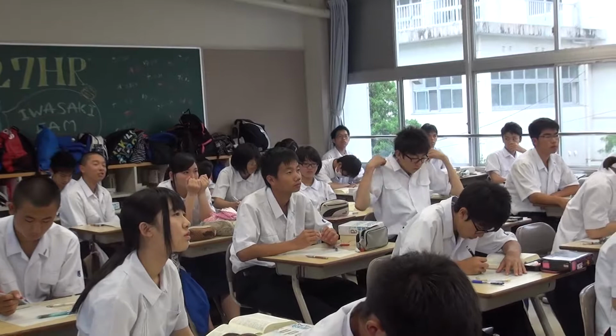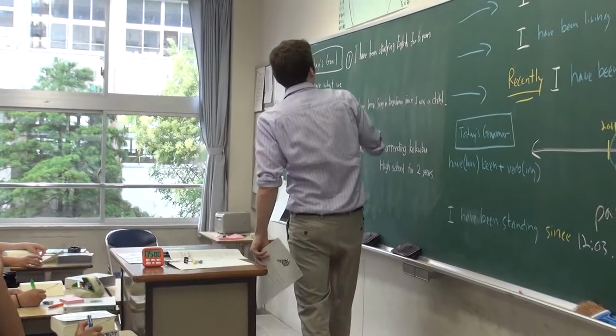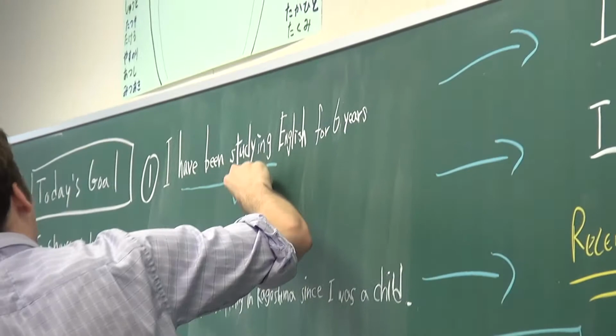Very good. So, I have been studying. Good. I have been studying. So that's your verb plus ing. Good job. English for 6 years. Good job. Give him a hand. Yay.